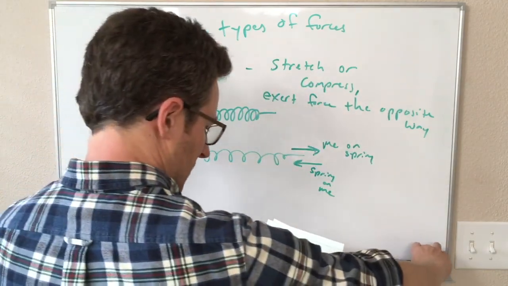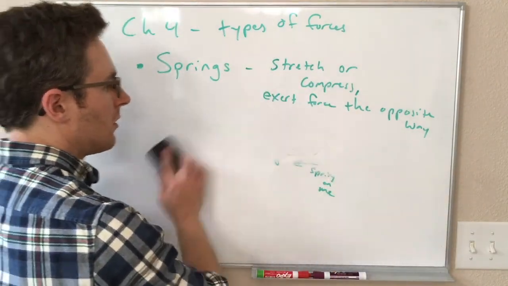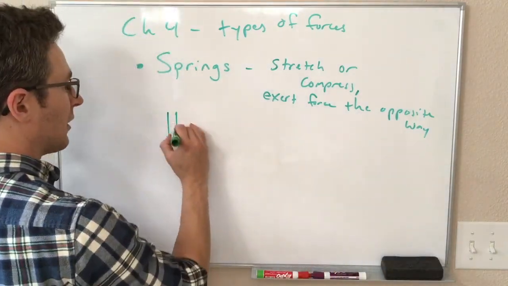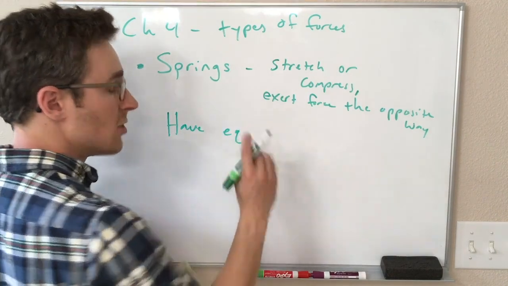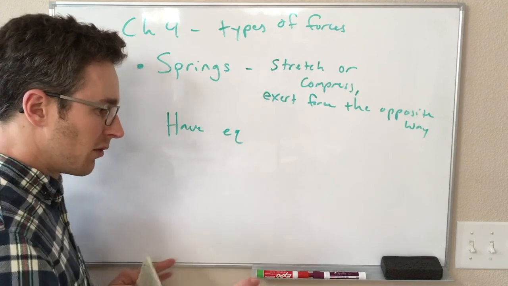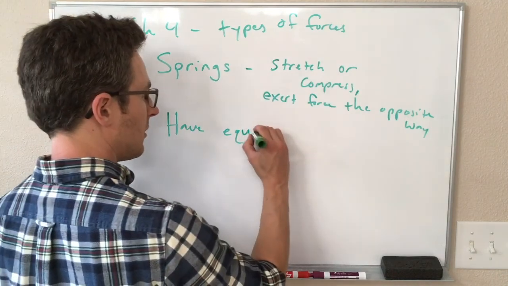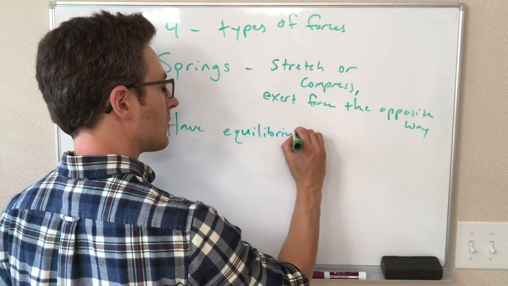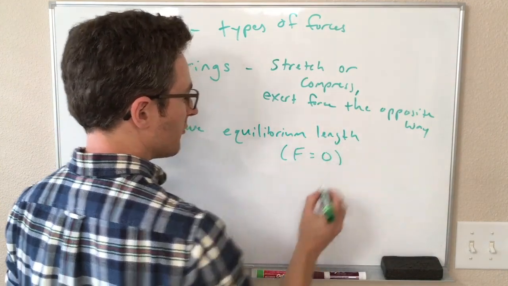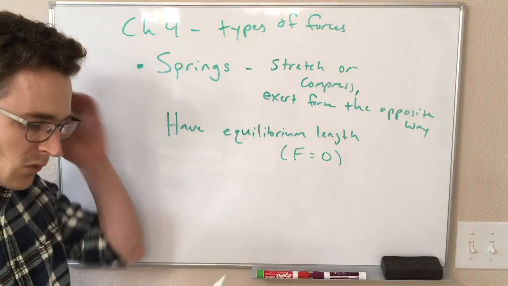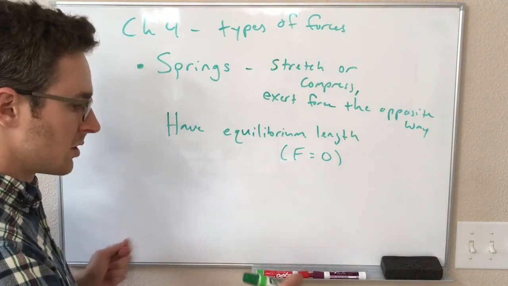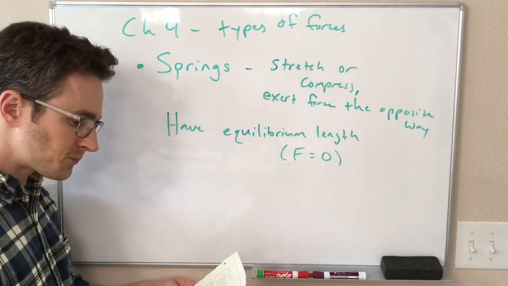So springs have an equilibrium length, meaning if you don't exert any forces on a spring, that spring has a length that it will just stay at naturally. So this equilibrium length is when the force on it is equal to 0. So you can take that spring and stretch it or compress it.